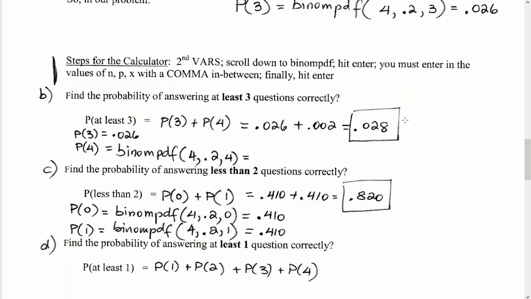So we can go ahead and add them together, and we get that the probability of answering 3 questions correctly on this exam is 0.028.